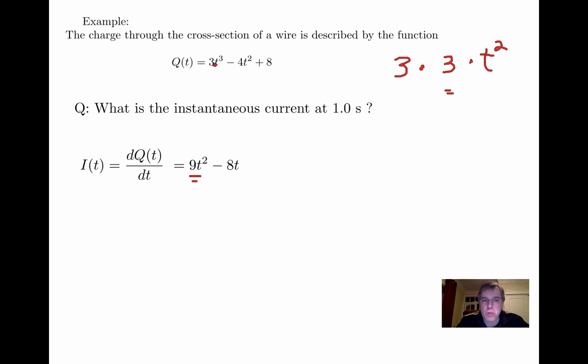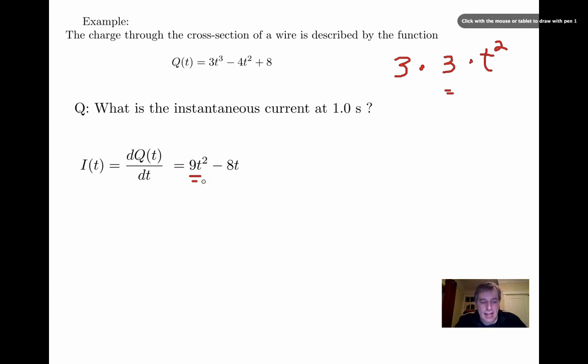That's the derivative of 3t cubed. It's like if you're in calculus, you do the derivative of 3x cubed, and you'll say right away that the derivative of 3x cubed is 9x squared. So the derivative of 3t cubed is 9t squared.